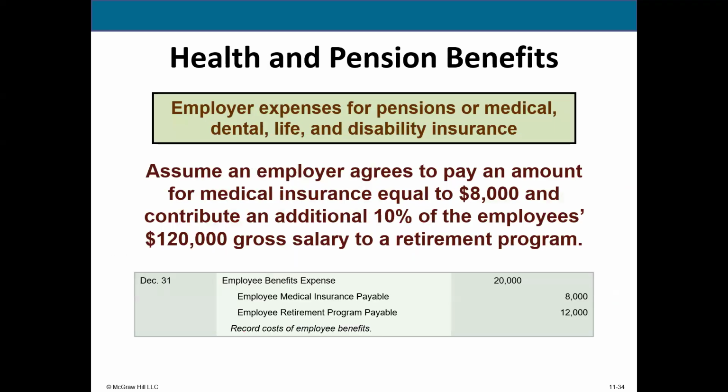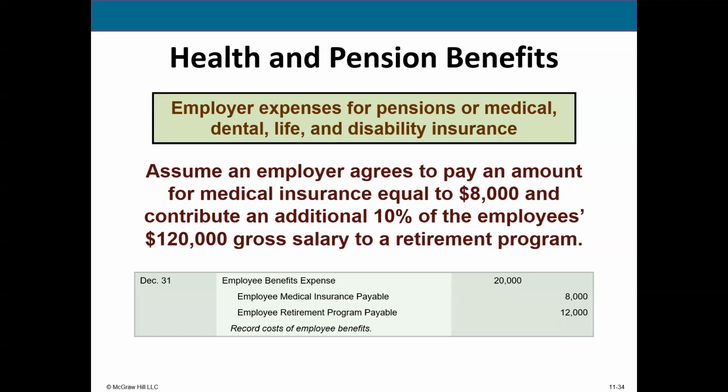Let's roll through a couple of examples of this. Here we have employee health and pension or retirement benefits. We assume that an employer agrees to pay an amount for medical insurance equal to $8,000 and contributes an additional 10% of the employee's $120,000 gross salary to a retirement program. Okay, nice benefits. Very good.